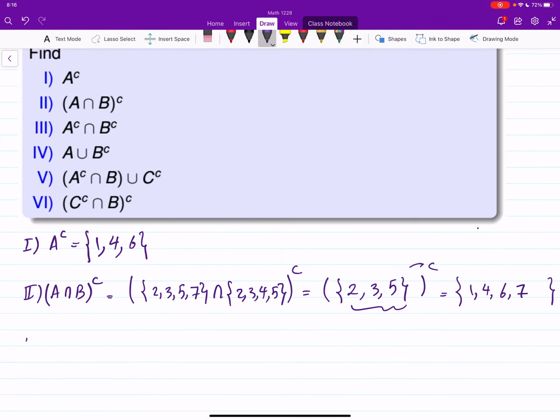How about the third one? So this says first take the complement of A, take the complement of B, then find the intersection. You see, there's no brackets, so that means, first I found the complement of A. I already found it actually in part B. Then find the intersection with the complement of B.